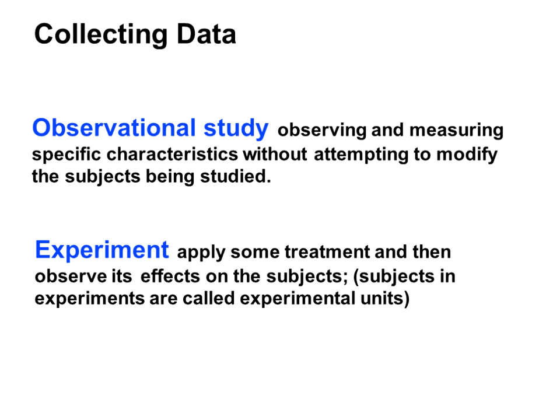So very important how we obtain our data. Okay, so we have two different types of situations here. We have observational study. In an observational study, you're just observing and measuring specific characteristics without attempting to modify the subjects being studied. So you're just measuring, you're not trying to modify anything.